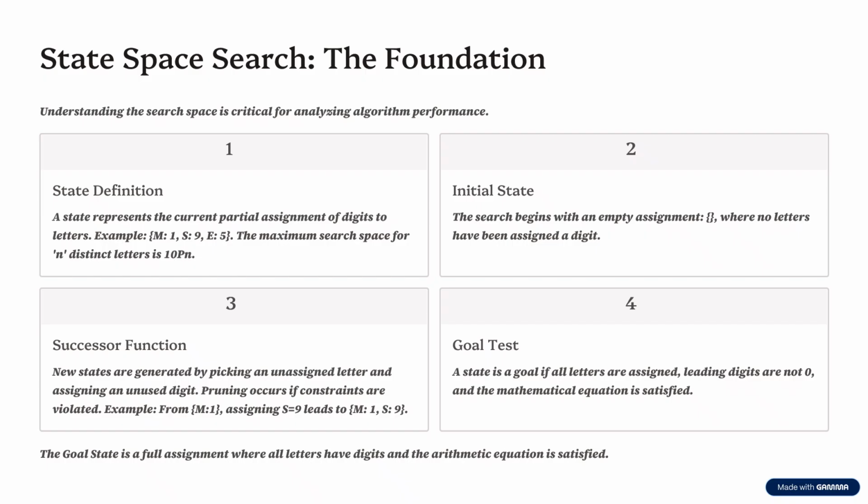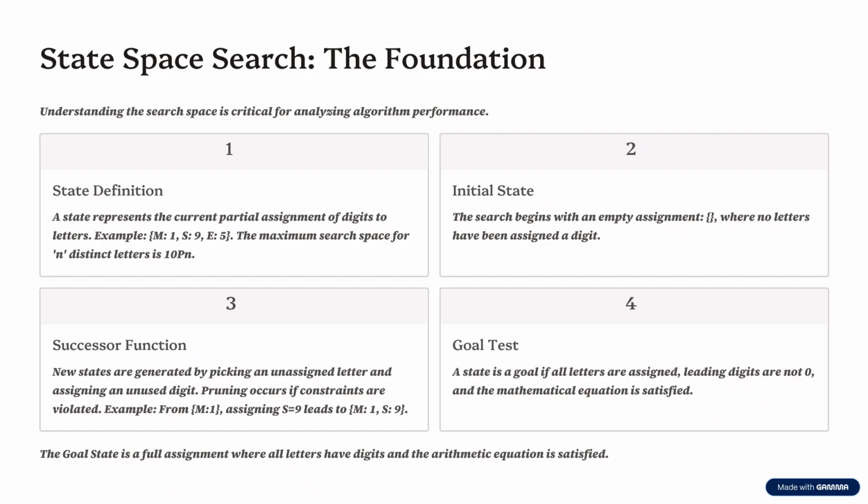Now let's see what our initial state is. The search begins with an empty assignment, that means no letter has been assigned a digit. This is our initial state. The successor function, that is, new states, are generated by picking an unassigned letter and assigning an unused digit. Pruning occurs if constraints are violated. For example, from M=1, assigning S equal to 9 leads to M=1 and S=9.